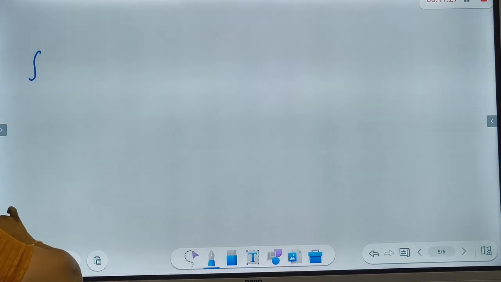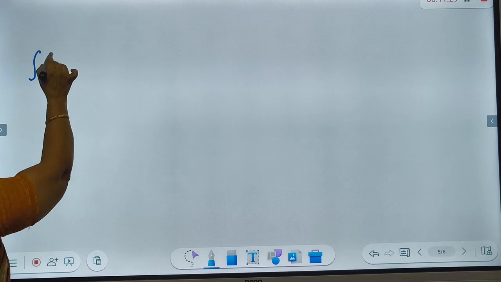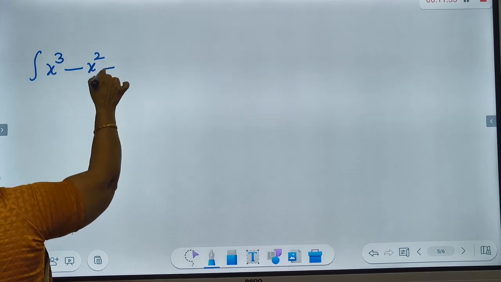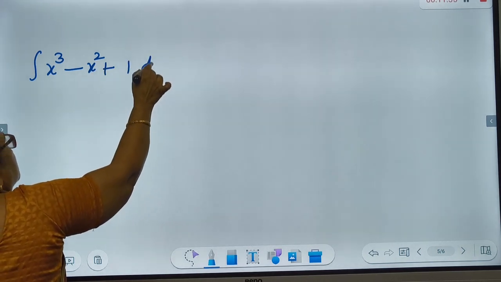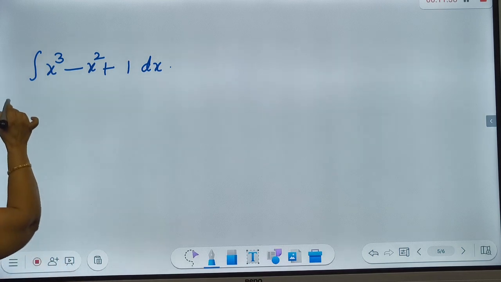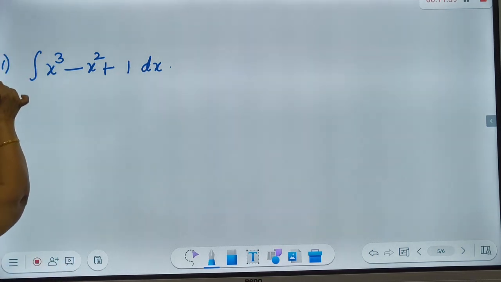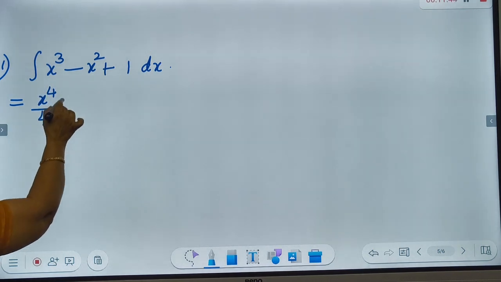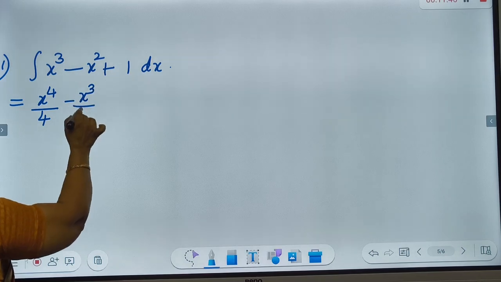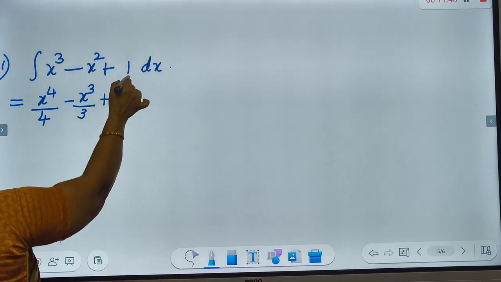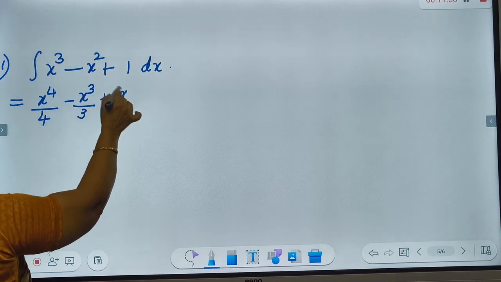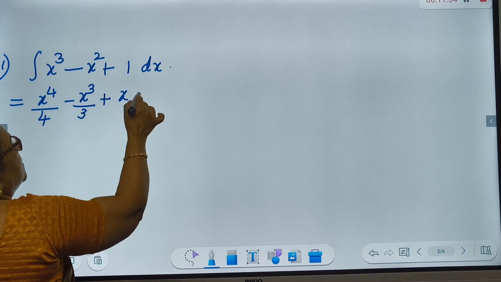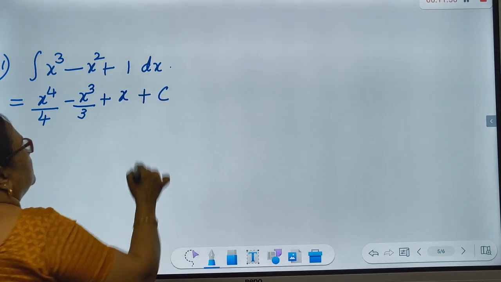So now let us integrate x cube minus x square plus 1 dx. This will be x power 4 by 4 minus x cube by 3. What is the function whose derivative is 1? x. The derivative of x is 1. So the integral of 1 dx will be x plus c.